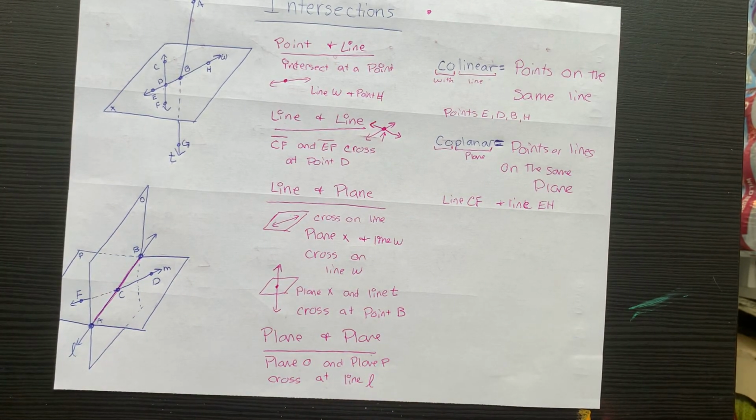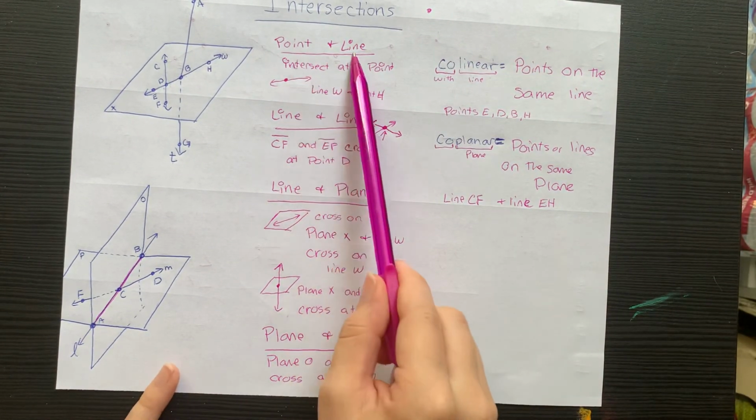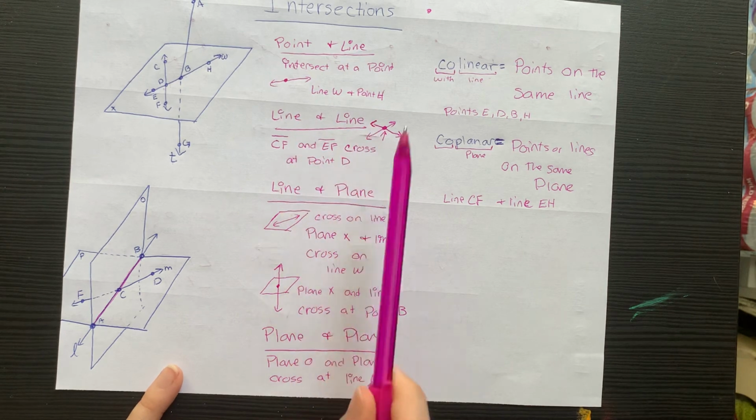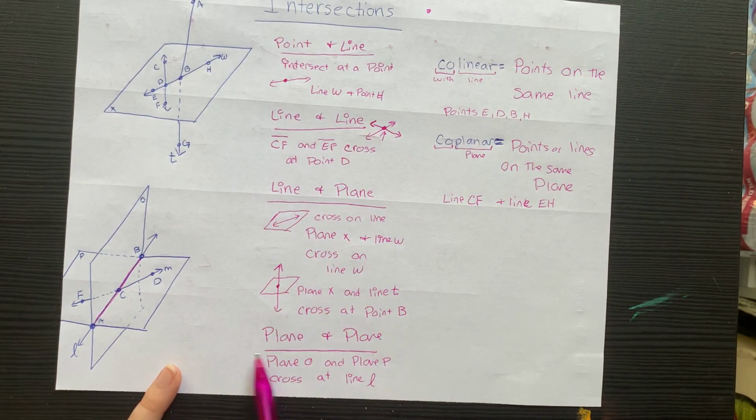Right? So that's the different kinds of intersections you're going to have. A point and a line make a point. Two lines make a point. A line in a plane can be a line or a point. Two planes are going to be a line.